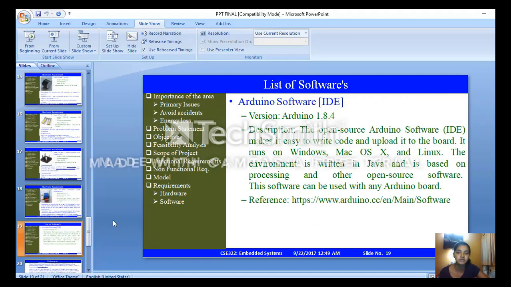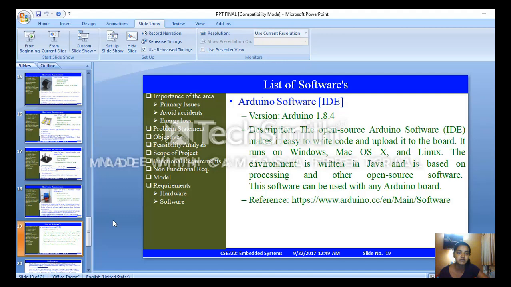The software that is used is Arduino Software IDE. The version is Arduino 1.8.4. The open source Arduino Software IDE makes it easy to write code and upload it to the board. It runs on Windows, Mac OS X and Linux.